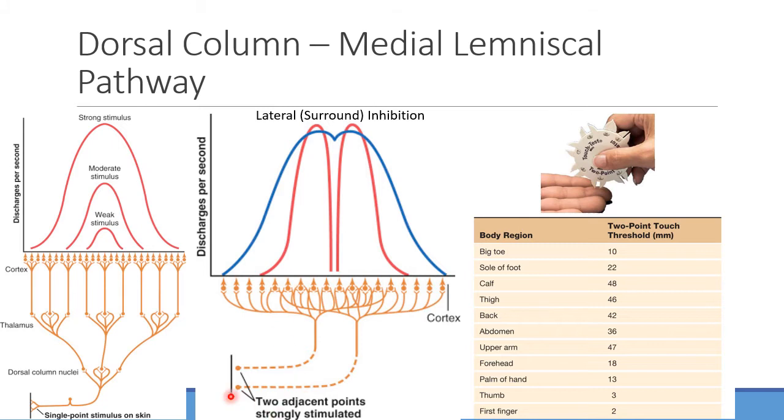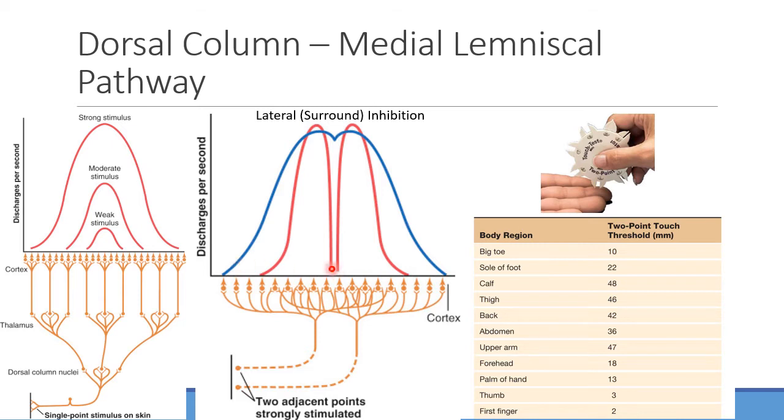So for instance, here I have two adjacent points that are being strongly stimulated. If you were to send these up and you did not have a high degree of lateral inhibition, it's going to feel like just one big signal, this big blue line. In some areas of the body, you may not be able to tell that difference, and that's going to be a less fine sensation than you would get somewhere like the fingers.